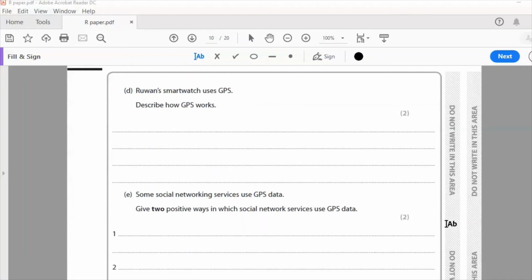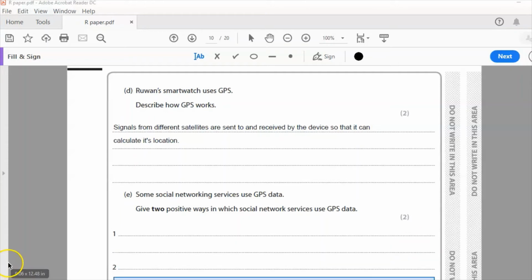D. Rowan's smartwatch uses GPS. Describe how GPS works. So it works by signals from different satellites broadcast to the device. The device picks up these signals so it can calculate its location. So here's my answer to this. Signals from different satellites are sent to and received by the device so that it can calculate its location.